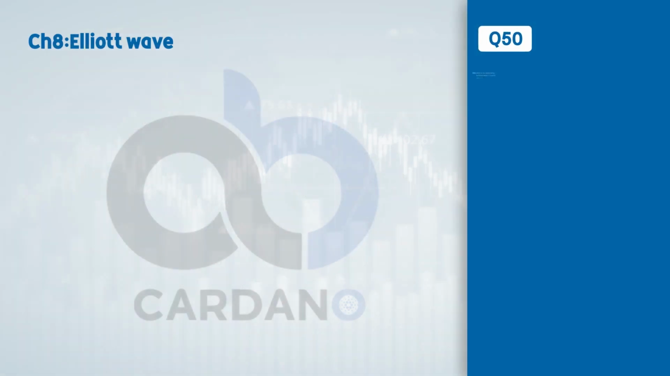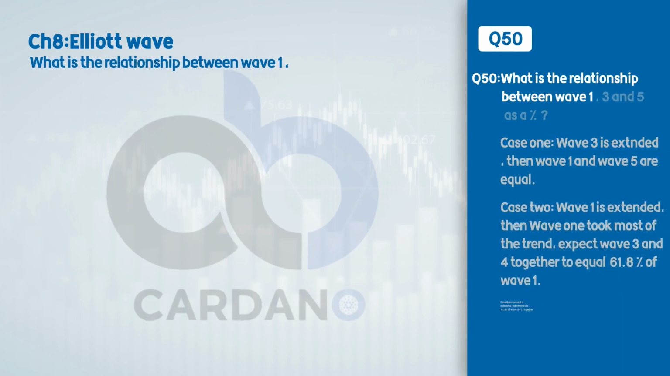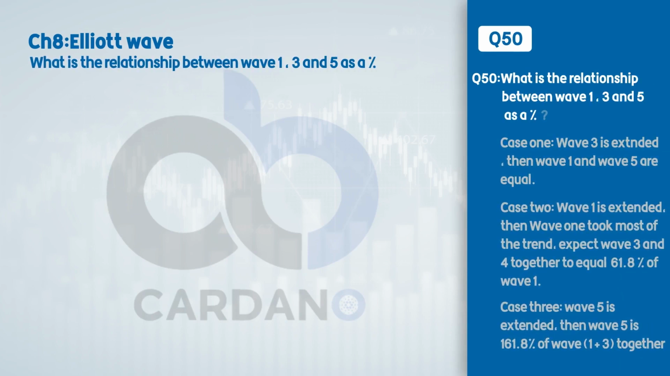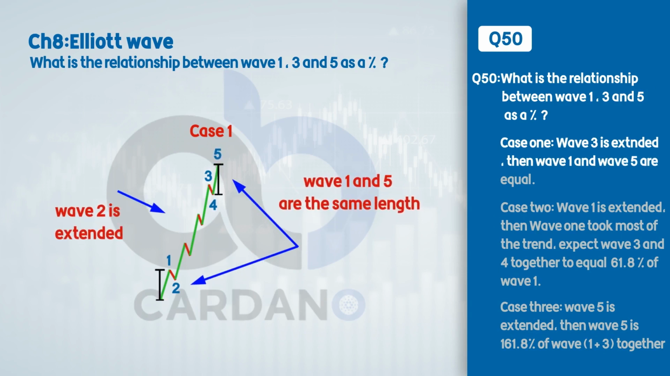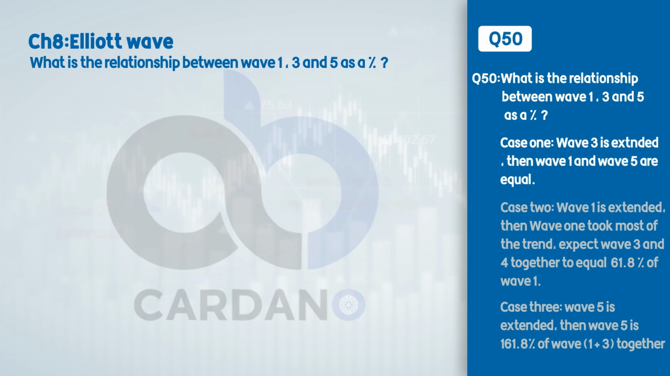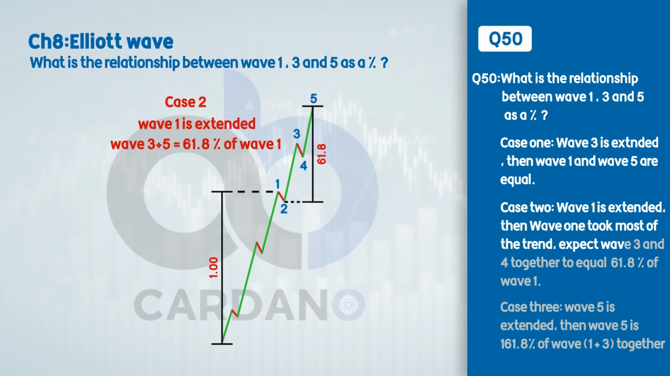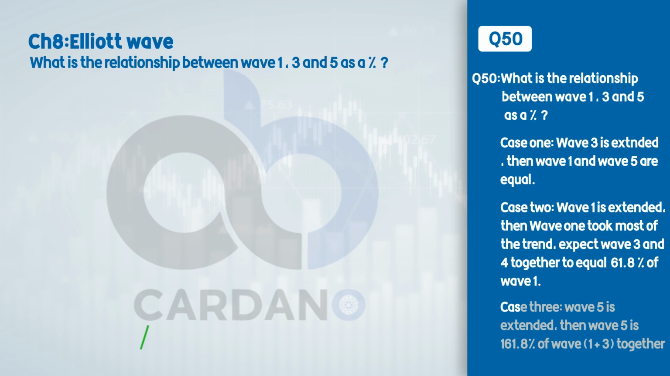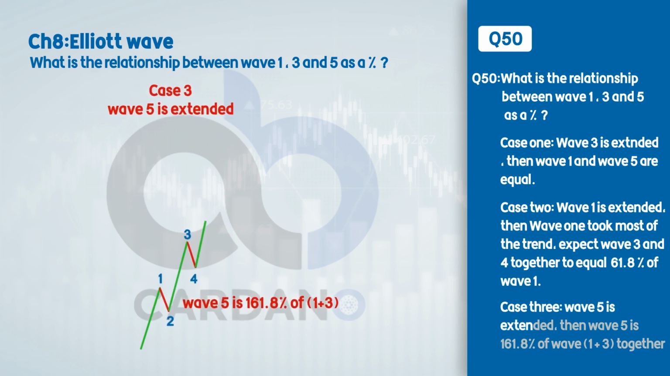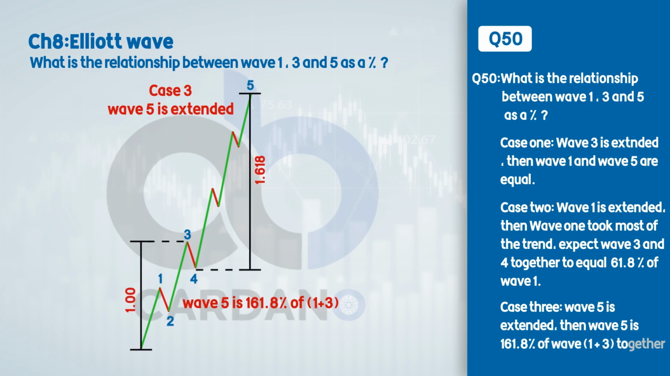Question number 50. What is the relationship between wave 1, 3 and 5? The answer is, case 1, wave 3 is extended, then wave 1 and wave 5 are equal. Case 2, wave 1 is extended, then wave 1 took most of the trend. Expect wave 3 and 4 together to equal 61.8% of wave A. Case 3, wave 5 is extended, then wave 5 is 161.8% of wave 1 and 3 together.